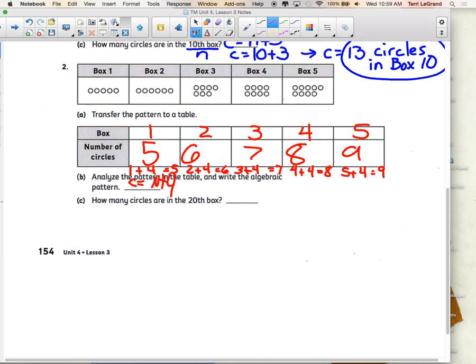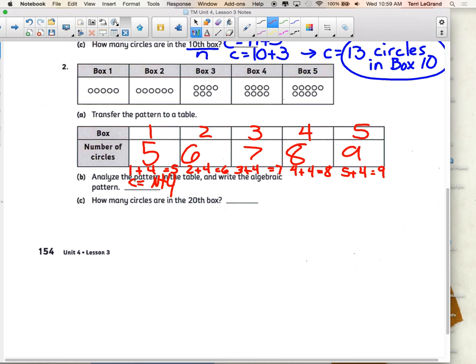Thank you. So Levi says that the algebraic pattern is C equals n plus 4. Any challenges? C equals n plus 4. Could it be n plus 4 equals C? Yeah. Okay. Could it be 4 plus n equals C? Yeah. Could it be C equals 4 plus n? As long as we're showing that we're adding 4 to the box number on one side and the number of circles on the other side.